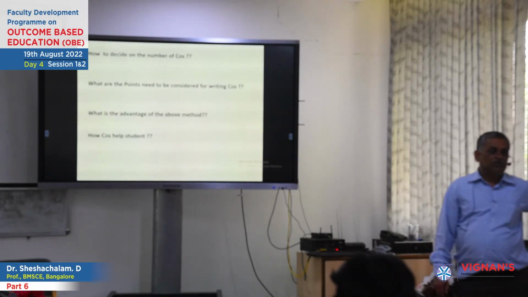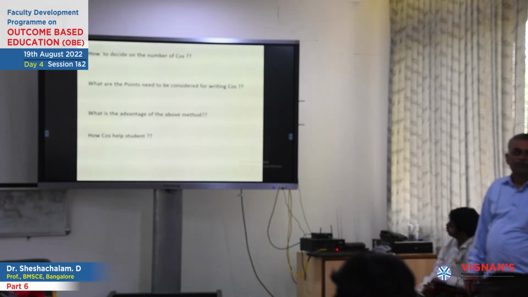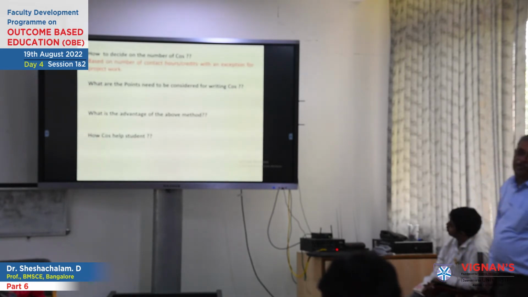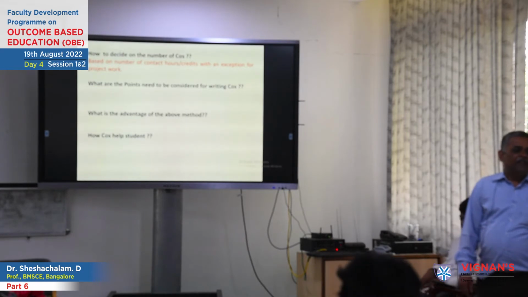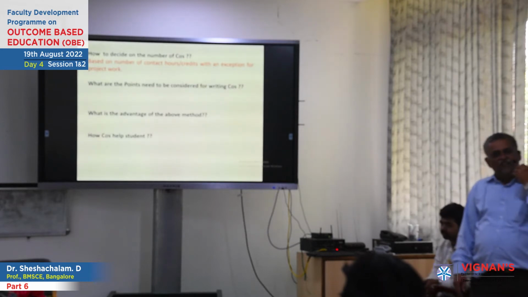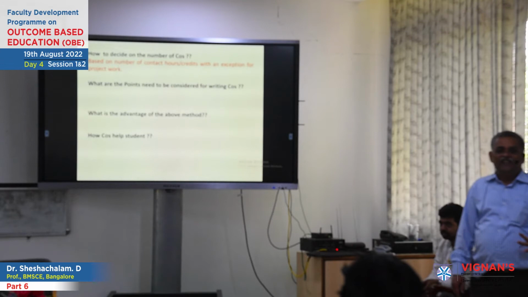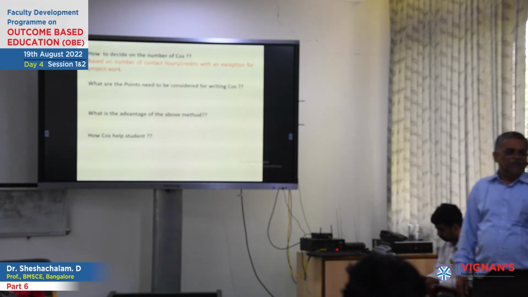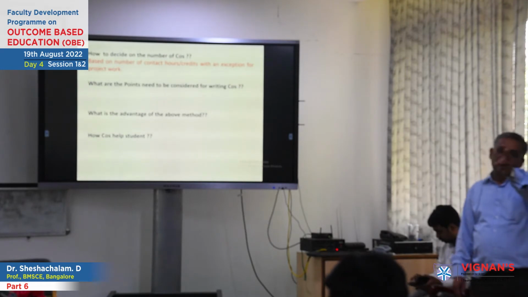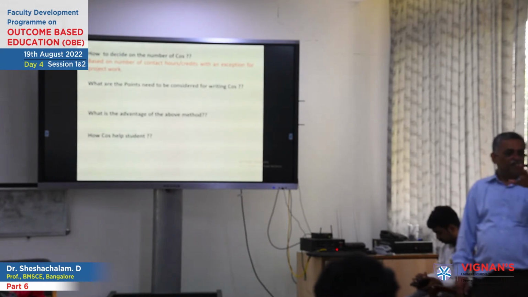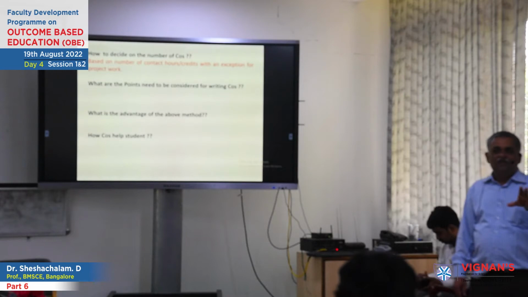How to decide our number of CMOs? Content, contact hours or credits. If it is just a 2 credit course and you make a uniform policy, hey, write 6 CMOs, what will that poor teacher write? If it is just for 1 or 2 credits, can you write 6 CMOs? Definitely not, because our engagement is for a short duration. At least the institution should make a policy for 1 credit courses, it can be 2 or 3. For 3 or 4 credits, make it 6. Like that, a uniform policy can be made.